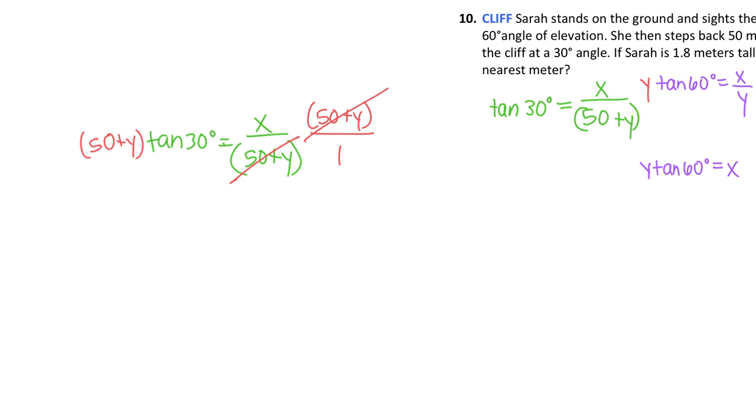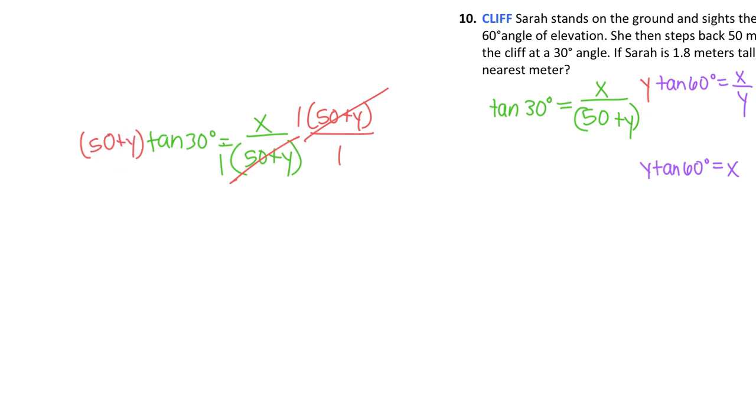You can't cancel out individually with addition, but you can look at this as 1 times 50 plus y and 1 times 50 plus y, and those will cancel out. All right, and so then you're left with, and a lot of mistakes I saw people making when I was helping was not putting this in parentheses, so you would only have y times tangent of 30, and that will get you the wrong answer because it's wrong, right? It's got to be all of that times the tangent of 30.